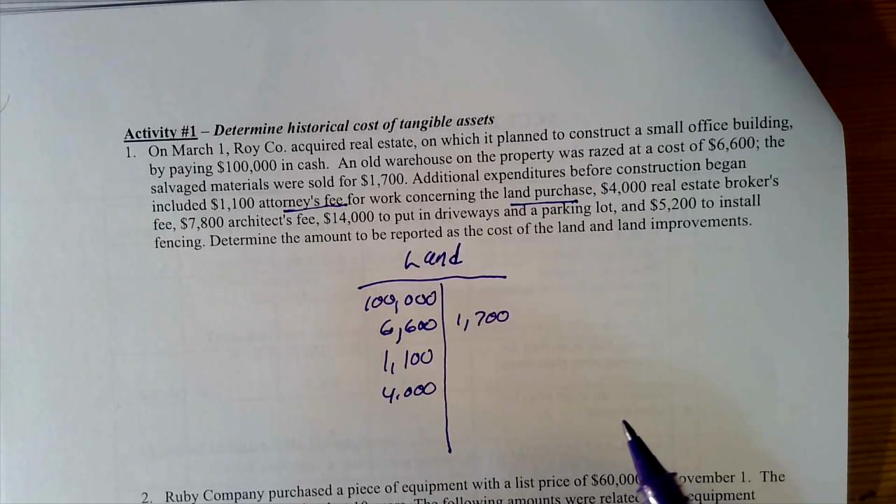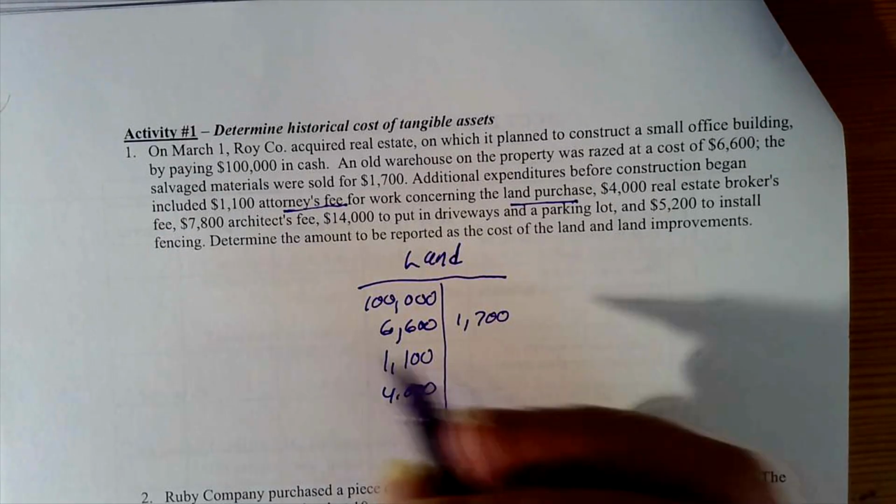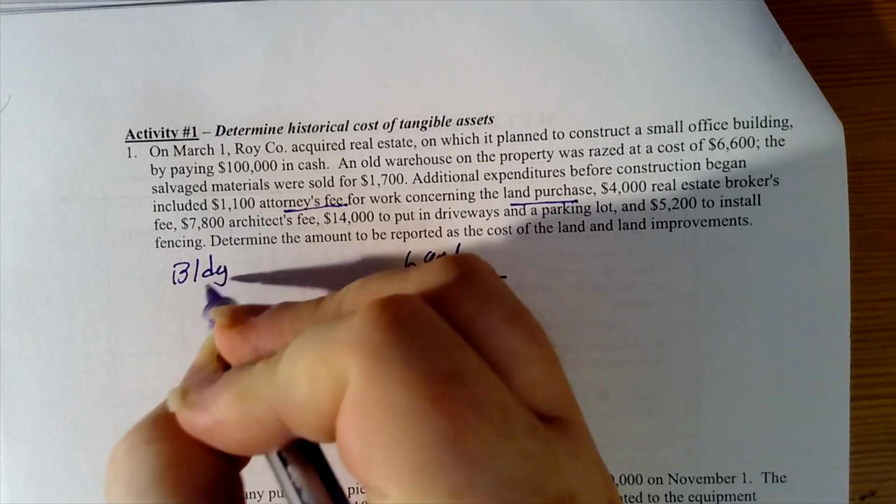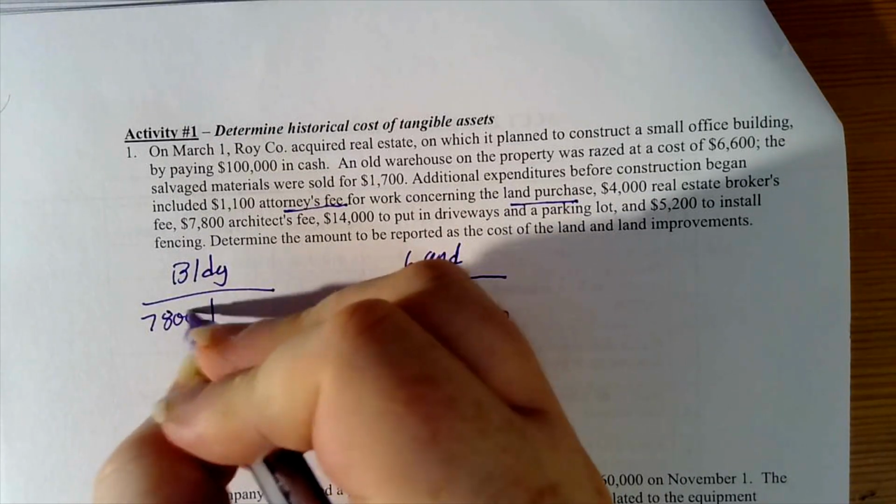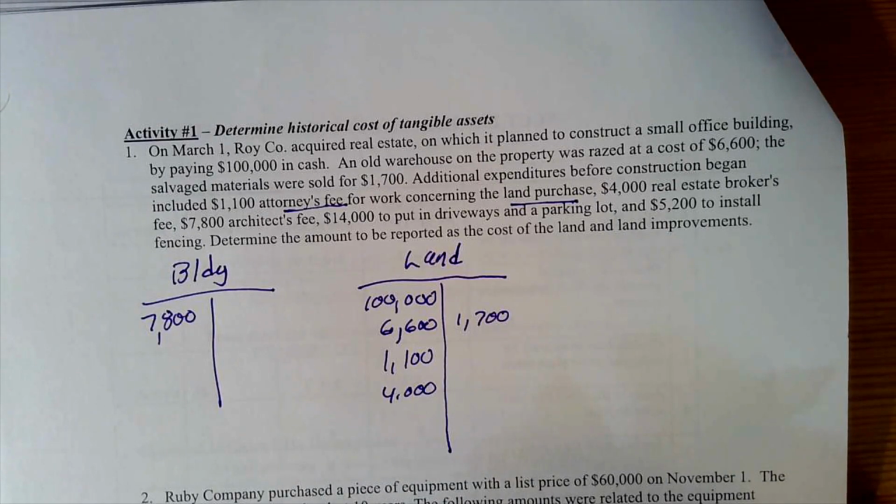And then it says $7,800 architect fee. Well, an architect fee is going to be for the building that we put onto it. Now, why would we have the architect's fee this early on? Sometimes you engage the architect early on just to make sure that you're buying the right piece of land, or that something about the land is not going to be a problem, like it's too swampy, or there's not enough rock in the ground to keep it stable. You might engage an architect early on just to make sure that the building you're going to put on it will be worthwhile, or at least will be stable. So that would be a building fee.